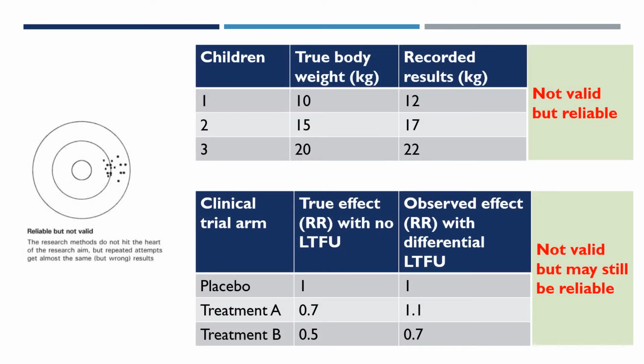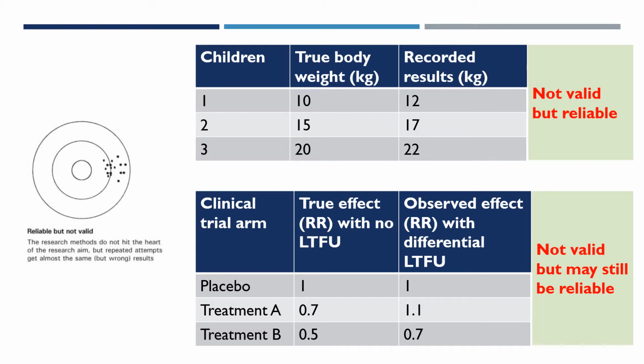Let's talk about another example of a study which is not valid but reliable. In the example of the 3 children, 1, 2, 3, where we know their true body weight, we can see that the recorded results of the 3 children are consistently 2 kg higher for every child. So in this case, we can say that the results are not valid because the results again do not represent the true body weights. However, they are reliable because the results are consistently 2 kg higher for every child.